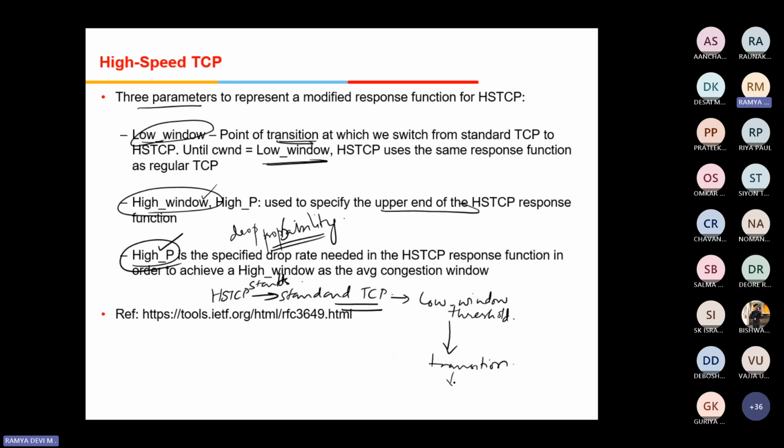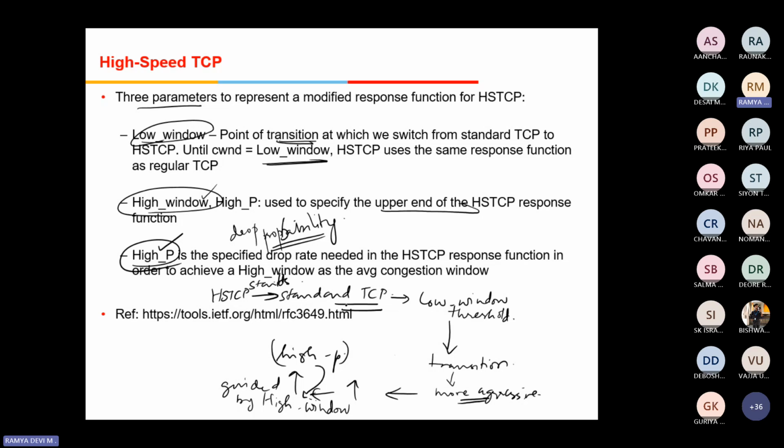Okay, so it becomes more aggressive and it tries to increase the transmission rate, which will be guided by the high window size. Until the high window size is reached, aggressive growth will happen. This aggressive growth will be checked with the high P value, to maximize the throughput without causing congestion. So this is how the High-Speed TCP will work.